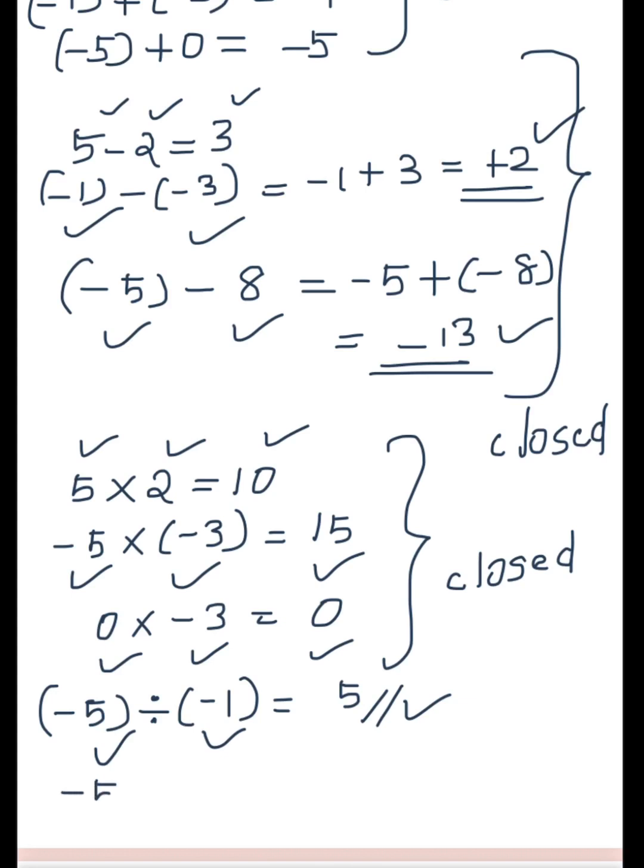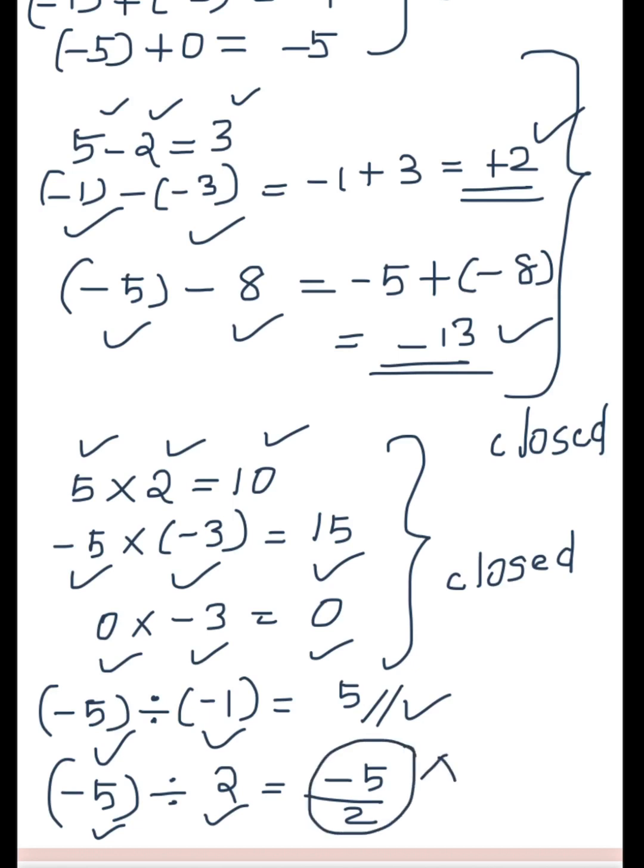Now what is the case when you are dividing minus 5 by 2? Then the answer will be minus 5 by 2. So here you are taking two integers and dividing them, but the answer, minus 5 by 2, is not an integer. That means integers are not closed under division.